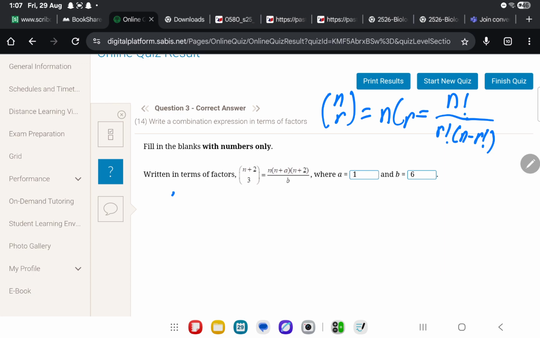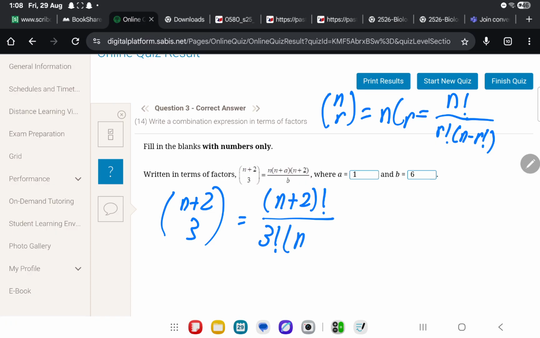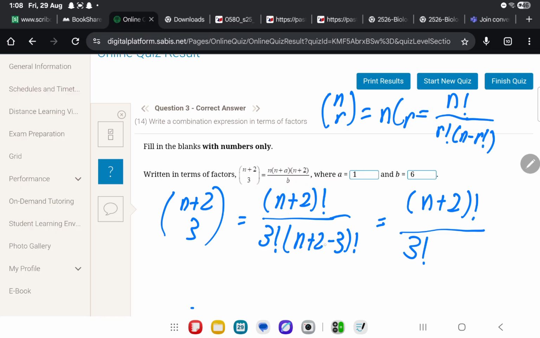Now, n plus 2 C 3. Sorry, let me just erase this. This is equal to n plus 2 factorial over 3 factorial times n plus 2 minus 3 factorial. We're just applying the formula. Now, n plus 2 factorial, we have nothing to do with it yet. We're going to simplify this later on. But for now, we're just going to expand our terms and see what we have. n plus 2 factorial, 3 factorial. n plus 2 minus 3, 2 minus 3 is negative 1, so n minus 1 factorial.